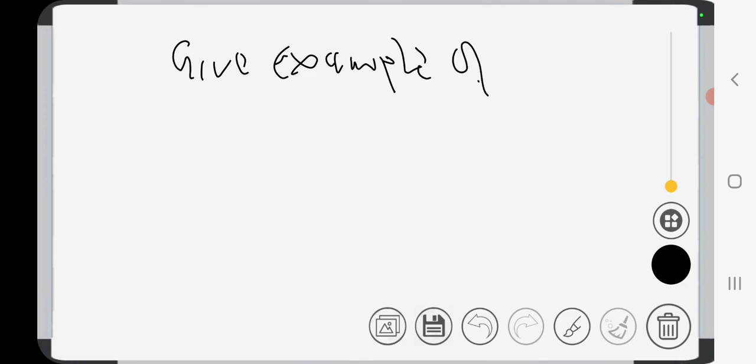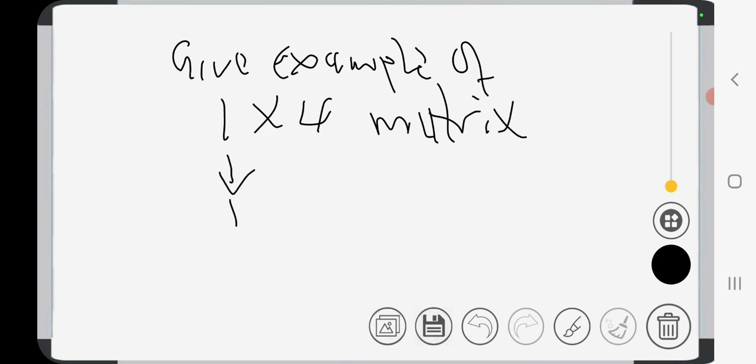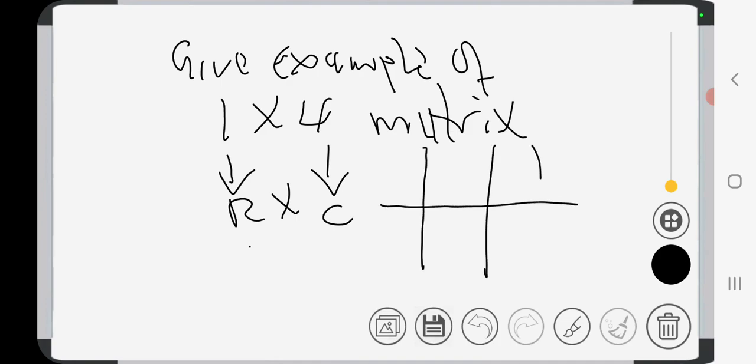Now look at a similar example. Give example of 1 by 4 matrix. So you write row by column. That is a 1 row 4 column. So 1 row means you draw only 1 line. 4 columns mean you draw 1 2 3 4. So the elements will be located at the point of intersection of the horizontal line and the vertical line.